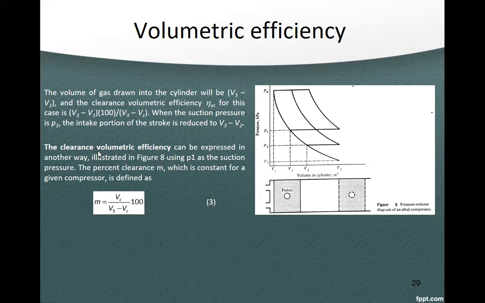The clearance volumetric efficiency can be expressed in another way. This is stated in figure 8 using P1 as the suction pressure. The percent clearance M, which is a constant for a given compressor, is defined as M is equal to VC over V3 minus VC. Percentage ng displacement. Diba yung VC? Ito yung operation mo. Ayan. Wait, ayusin natin.